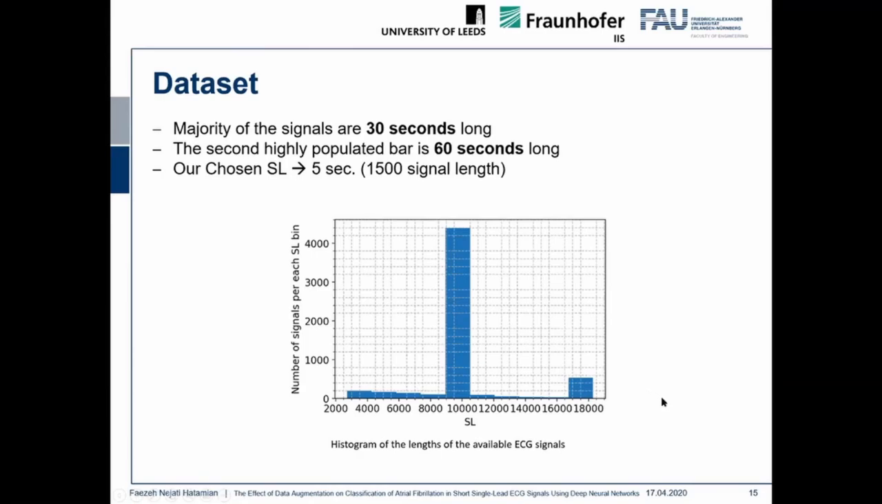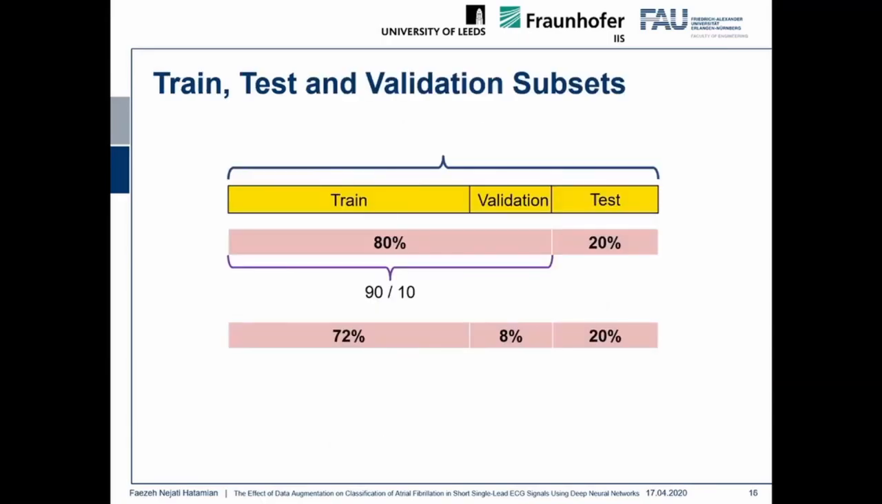The segment length that we opted for was 1500, which translates to 5 seconds. Our data division policy was as follows. We took 20% of the whole data set as the test set. Then we divided the remaining 80% into 90% training and 10% validation set.